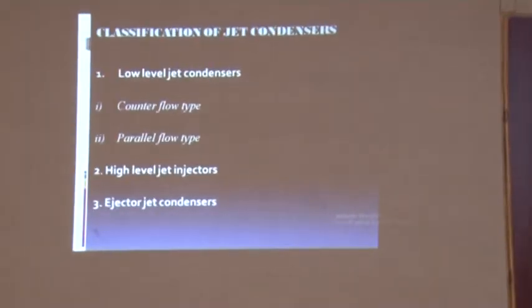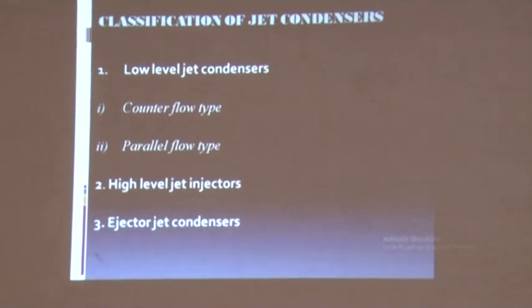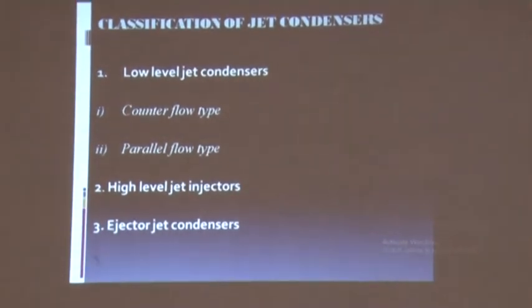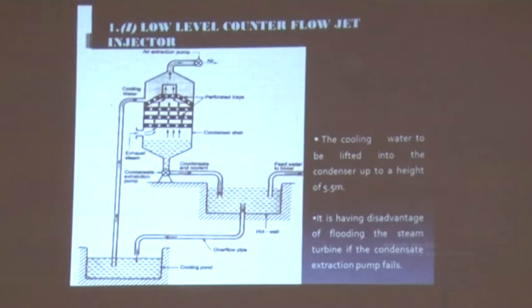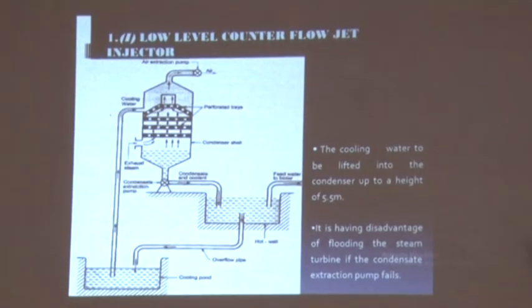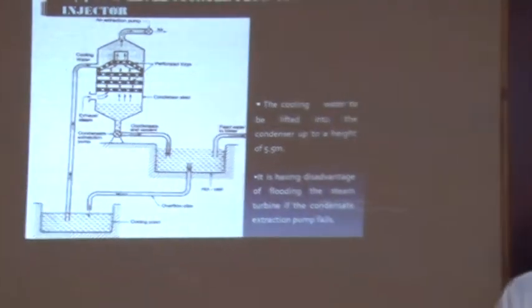Next, jet condenser. These are the types of jet condenser. Low level jet condenser: the first one is counter flow type, the second one is parallel flow type. Then high level jet condenser and ejector condenser. So this one is our low level counter flow jet condenser. There are two types of flow in condensers, parallel flow and counter flow. In counter flow, as you can see in the diagram, the exhaust steam and the cooling water move in opposite directions to each other.